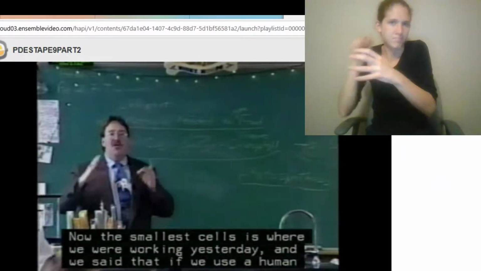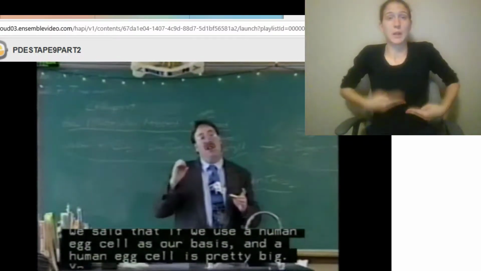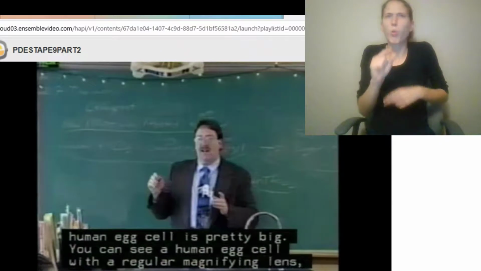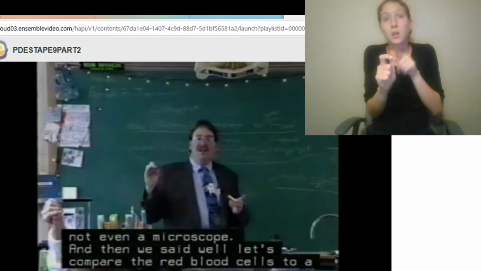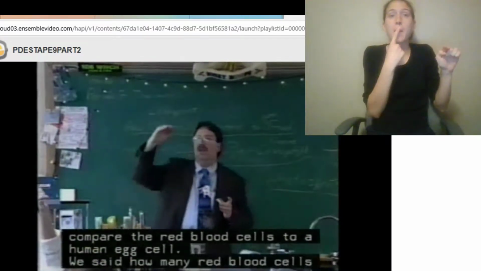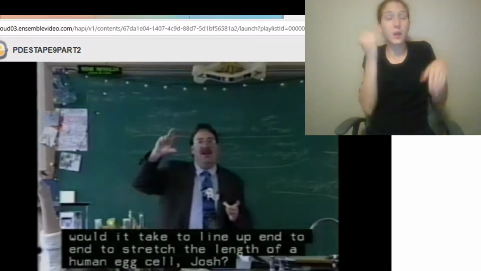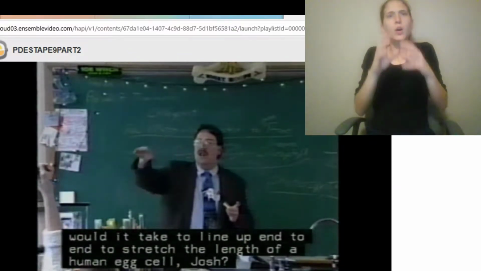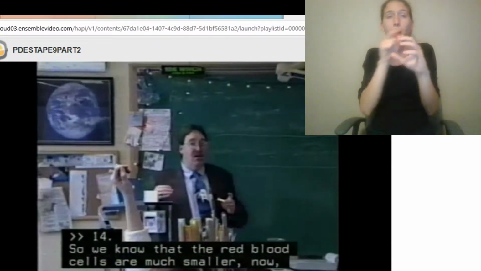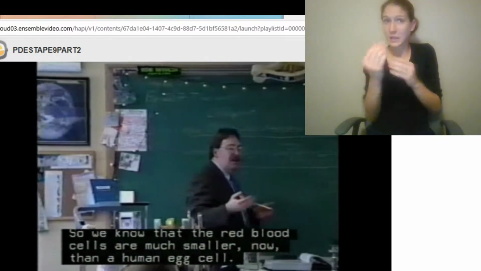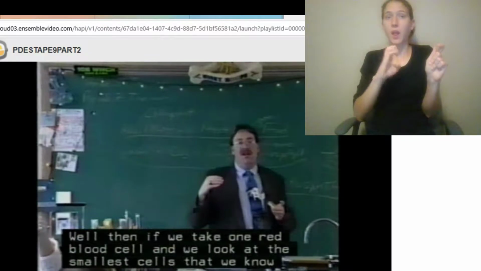Now, the smallest cells is where we were working yesterday. We said that if we use a human egg cell as our basis, and a human egg cell is pretty big, you can see a human egg cell with a regular magnifying lens, not even a microscope. Then we said, let's compare the red blood cells to a human egg cell. How many red blood cells would it take to line up end to end to stretch the length of a human egg cell? Yeah? 14. All right? So we know that the red blood cells are much smaller than a human egg cell.